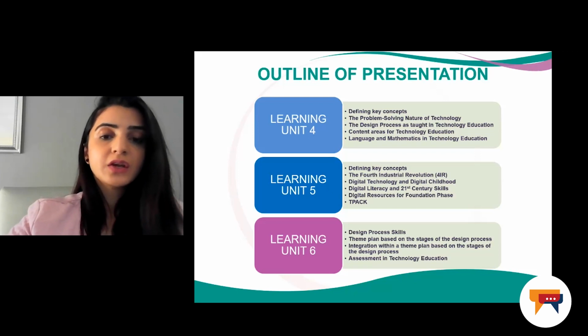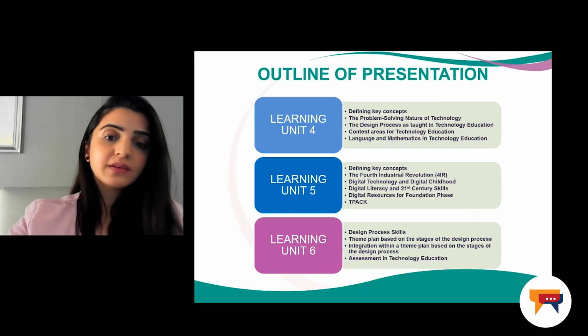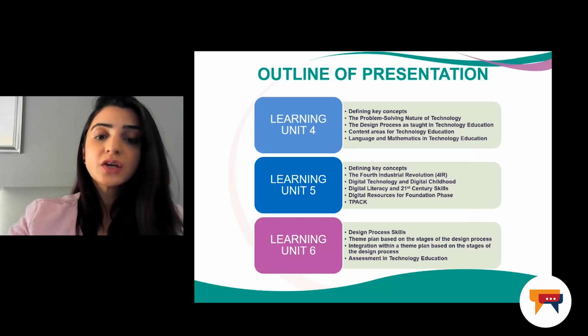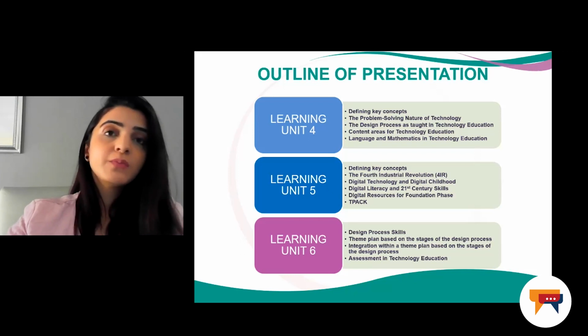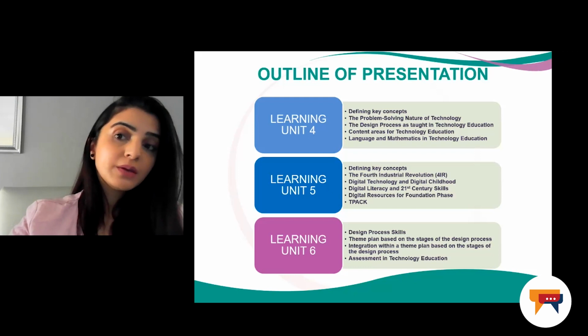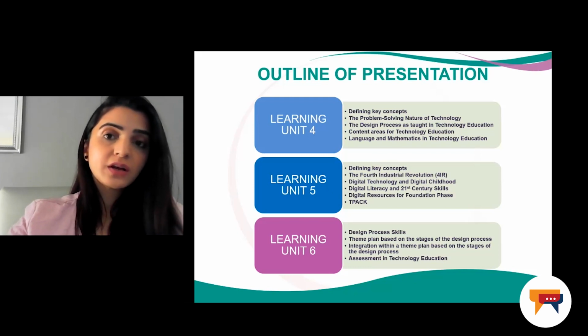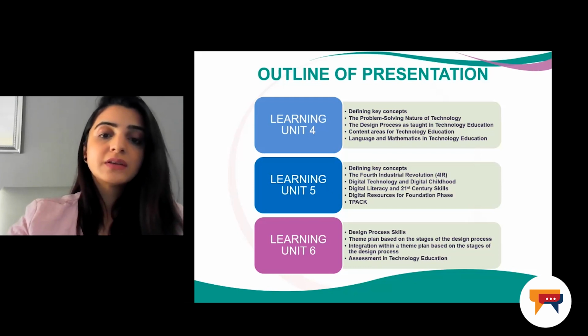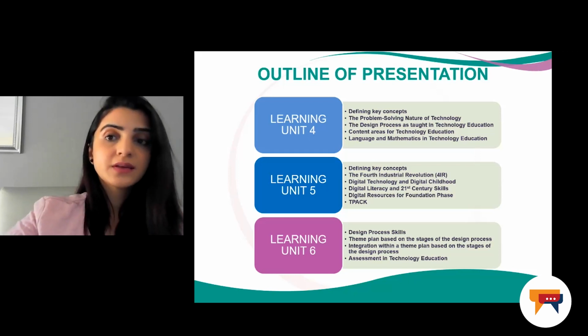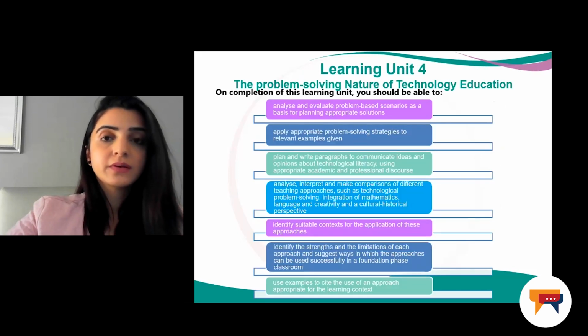And when you come to learning unit 6, the design process skills, theme plan based on stages of the design process, integration within the theme plan. It's very important, especially in the assignment. Some of you were unable to work within your theme plan to develop a technological or creative activity. Also, in terms of assessment in technology education, all of these are very important in science and technology teaching.